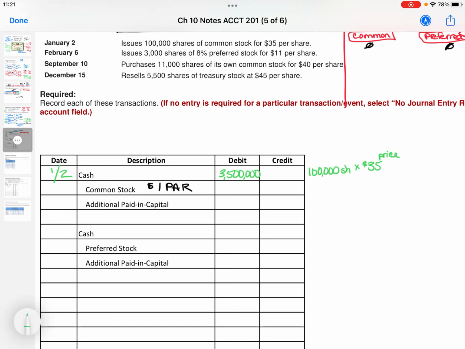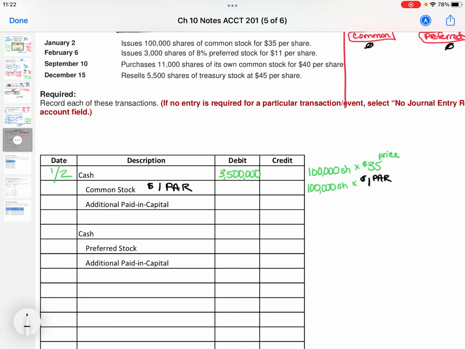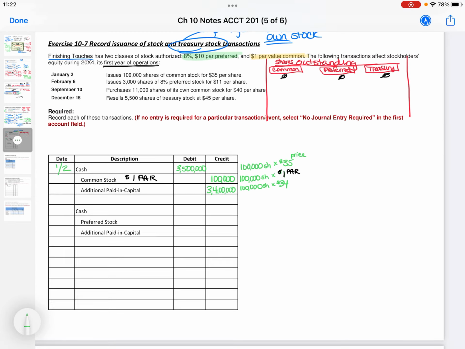Now the amount that I'm going to put in the common stock account, 100,000 shares times $1 par. I like to put this in a different color. Par. So this entry would be $100,000 into the common stock account. And then the rest goes into PIC, and that is $34 a share times 100,000 shares, so $3,400,000. So that will go into the PIC account.